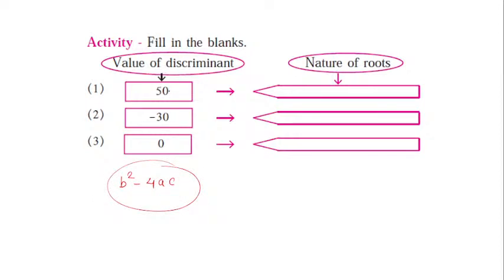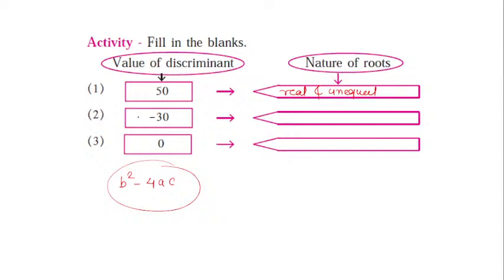So 50 is a number which is greater than 0, and we know that if the value of the discriminant is greater than 0, then the roots are real and unequal. So this is the nature of the roots of that particular equation.